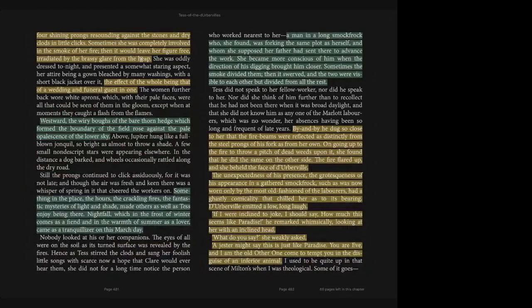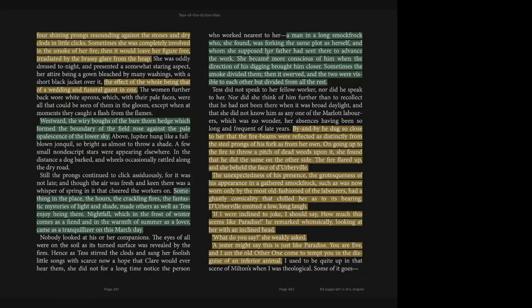Sometimes she was completely involved in the smoke of her fire, and then it would leave her figure free, irradiated by the brassy glare from the heat. The effect of the whole being was that of a wedding and funeral guest in one." And if that doesn't sum up Tess's situation, I don't know what does. She is living continually a life that is part wedding and part funeral at the very same time. Let's keep going on here.